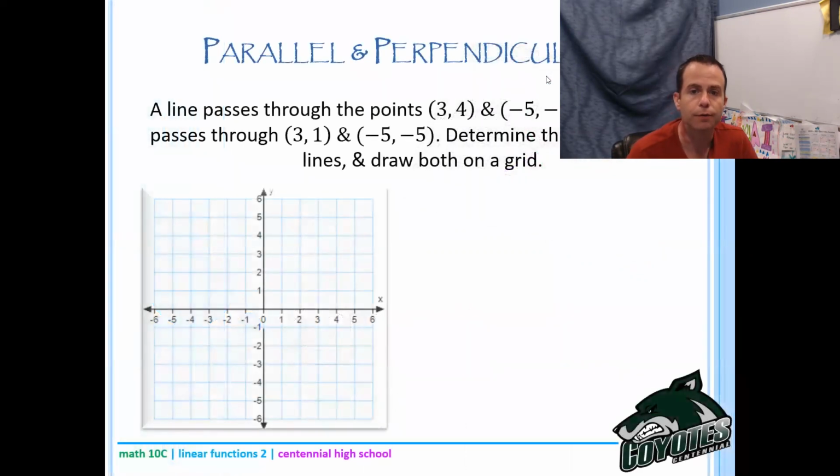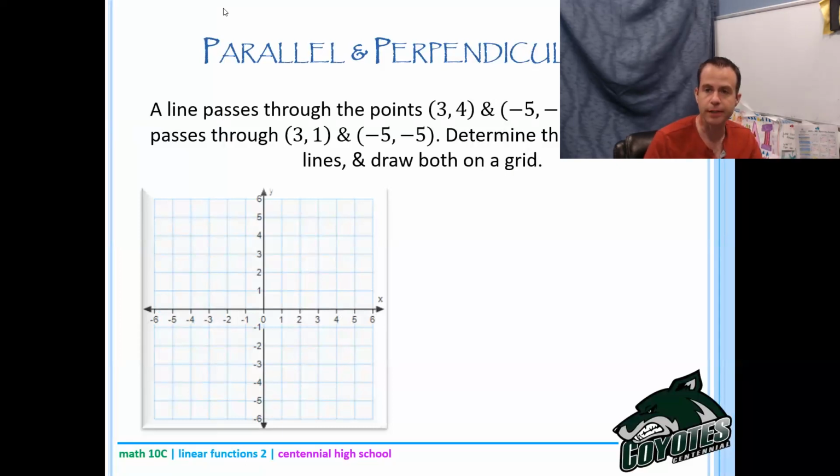Okay, so first thing I want you to do here is I've given you this question. A line passes through the points 3, 4 and -5, -2. Another line passes through 3, 1 and -5, -5. Determine the slopes of both lines and draw both on a grid. I'd like you to determine the slopes first. I want you to have some practice using that slope formula that we talked about yesterday. Remember, it's m equals y2 minus y1 all over x2 minus x1. So go ahead and pause me, find the slope of both of these.